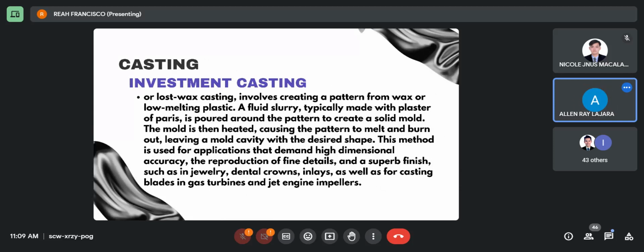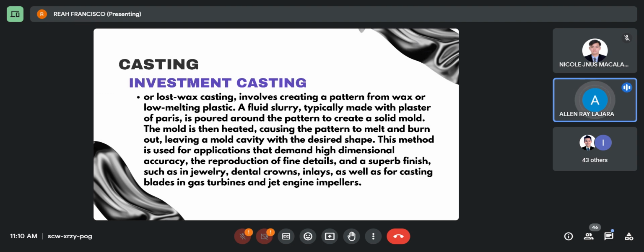Investment casting. It is also called lost wax casting. It involves creating a pattern from wax or low melting plastic. A fluid slurry, typically made with plaster of Paris, is poured around the pattern to create a solid mold. The mold is then heated, causing the pattern to melt and burn out, leaving a mold cavity with the desired shape. This method is used for applications that demand high dimensional accuracy, the reproduction of fine details and superb finish, such as in jewelry, dental crowns, inlays, as well as for casting blades in gas turbines and jet engine impellers.